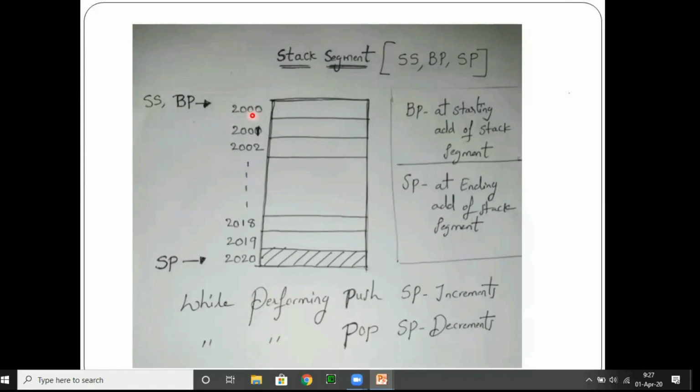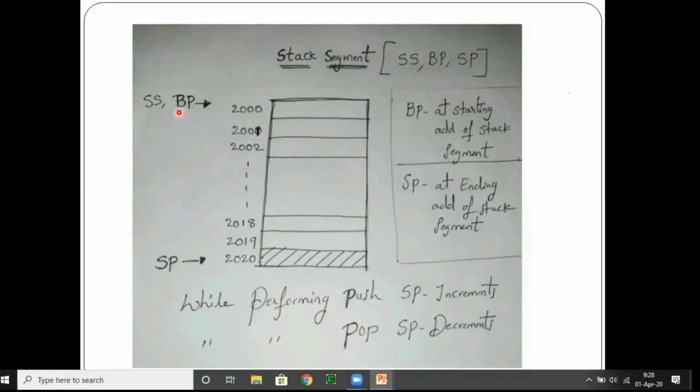The starting address of the stack segment is 2000. The next addresses are 2001, 2002, and it goes on, up to 2018, 2019, 2020. Let us imagine it's a very small stack segment which has only 20 addresses. At each address you can store 1 byte. This point has been clearly demonstrated in the classroom and many times in the lab. At each address location, we can store only 1 byte of data, not more than that. This is true in any case, in 64-bit machines and 32-bit machines.